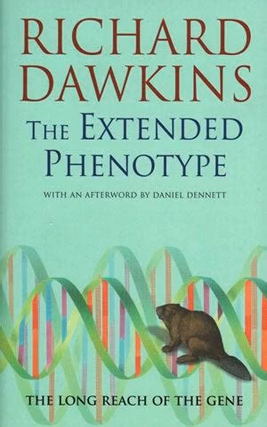1. Gene-centered view of evolution. Dawkins presents and defends the gene-centered view of evolution, which emphasizes the role of genes as the primary units of natural selection. He argues that genes are the units of replication and inheritance that drive the evolutionary process.